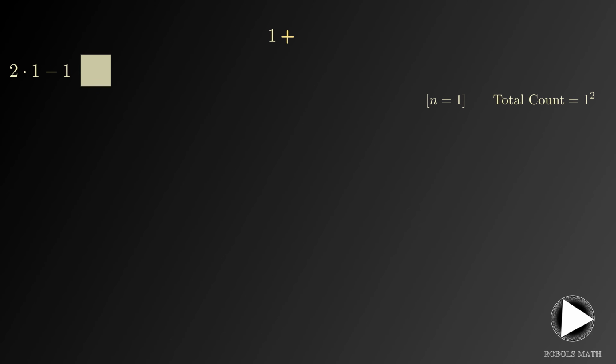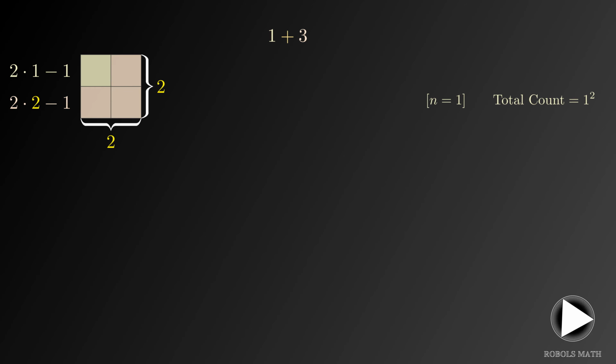Then let's add 3 by drawing 3 squares. Note that 3 is equal to 2 times 2 minus 1. The sum of 1 and 3 is equal to the number of squares in the figure. Note that from the row of 3, we move 1 square to the previous row to make a bigger square. Specifically, we are making a 2 by 2 square. Thus, the total number of squares here is 2 squared. By equivalence, the sum of 1 and 3 is equal to 2 squared.